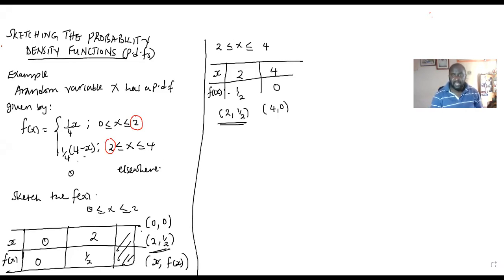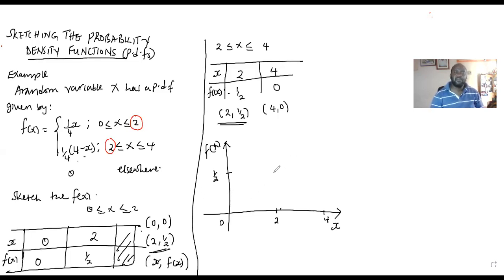Now, when you look at this carefully, we can sketch the function. Because we don't have negatives, no need of considering negative values. So the y-axis is always represented by f of x. Then the x-axis is represented by the x coordinates. Now, we have the boundary coordinates, which is 2 on the x-axis. Then there is a 4. Then the highest value on the y-axis you have seen is positive a half.